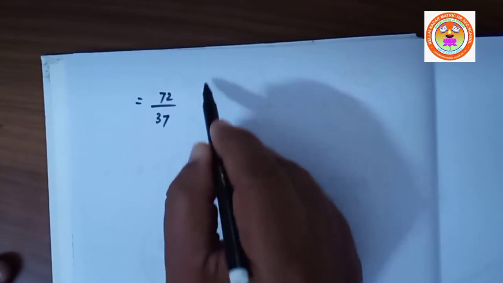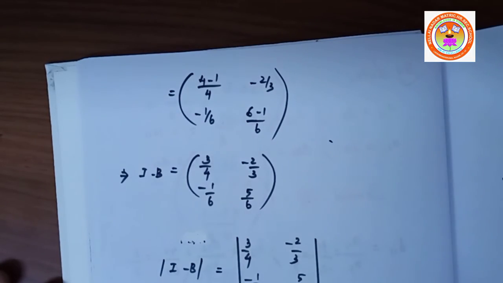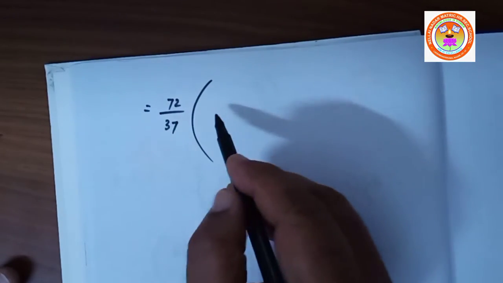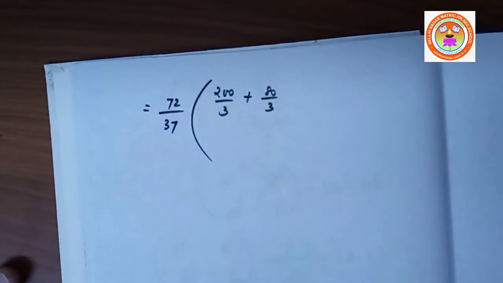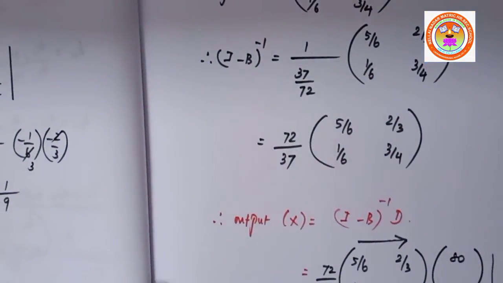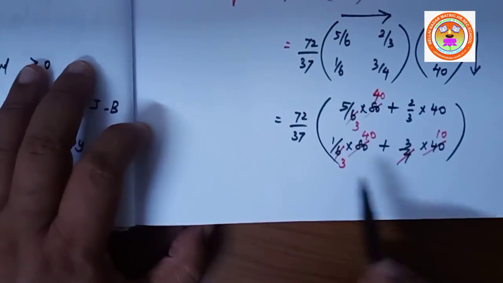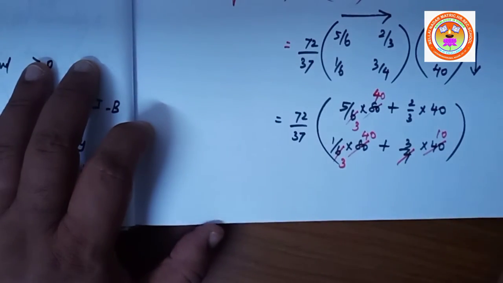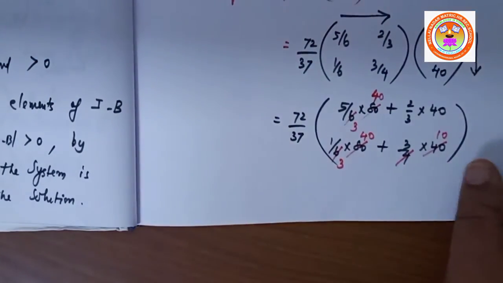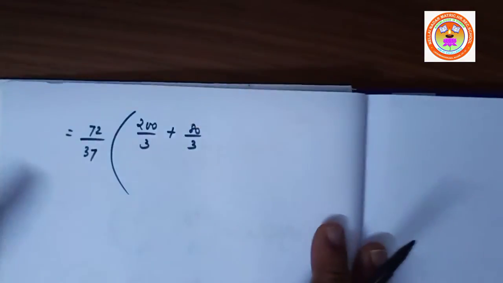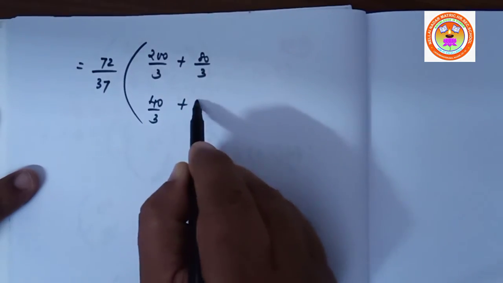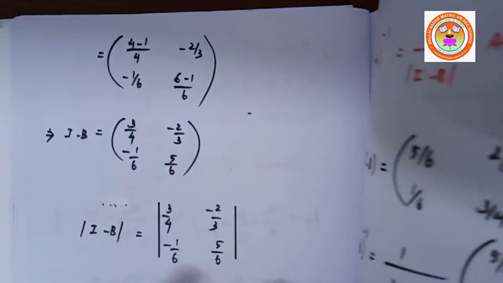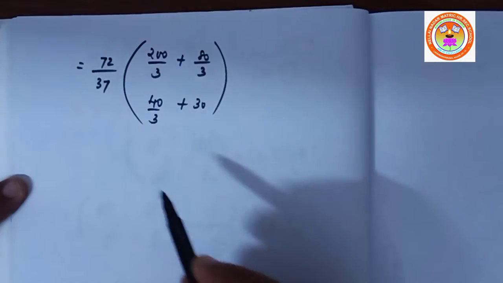72 divided by 37, 200 by 3 plus 80 by 3. Then next, 1 into 40, 40 by 3, 3 into 10, 30. 40 by 3 plus 30. Yes. Then we have to simplify, listen.